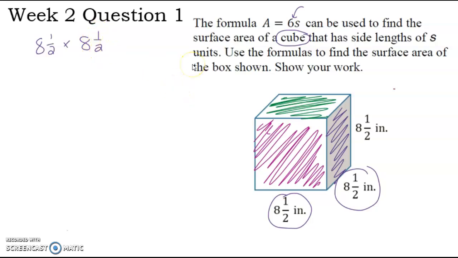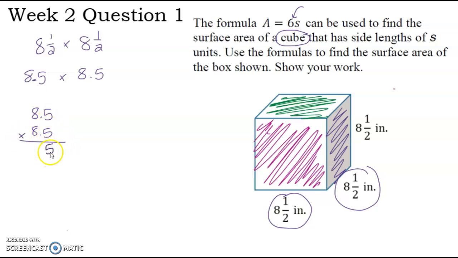Now, in my opinion, I think it's best to put these into decimals. So we're going to do that. I just happen to know that 1 divided by 2 is 0.5. So this is actually 8.5 times 8.5. And if you don't know that 1/2 is 0.5, you can just do 1 divided by 2, and you'll end up getting 0.5. We're doing 8.5 times 8.5. So now I just have to multiply them together. I'm going to line them up at the top.